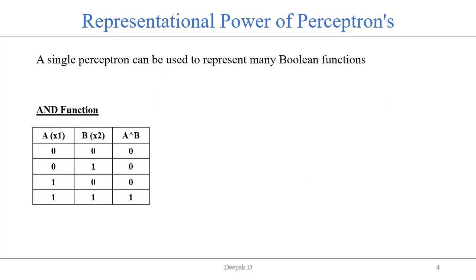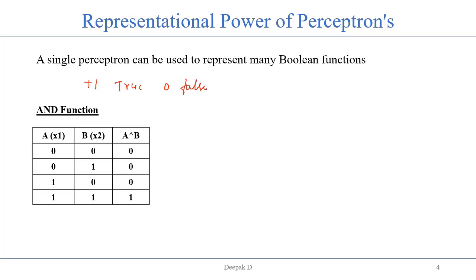See, a single perceptron can be used to represent many Boolean functions, like the AND function, OR function, NAND, and NOR functions. Let's consider an example here. We assume the Boolean values as positive 1 for true, and 0 for false.